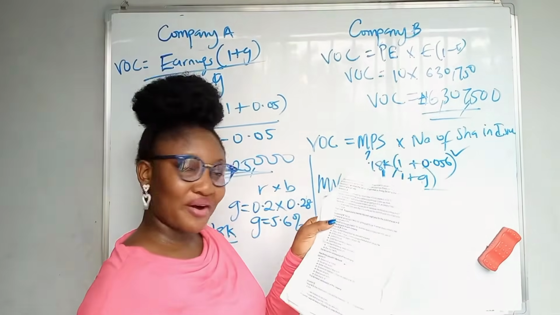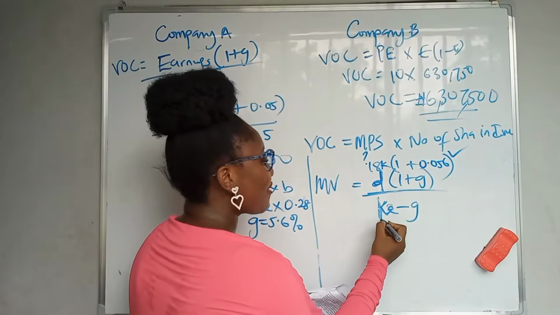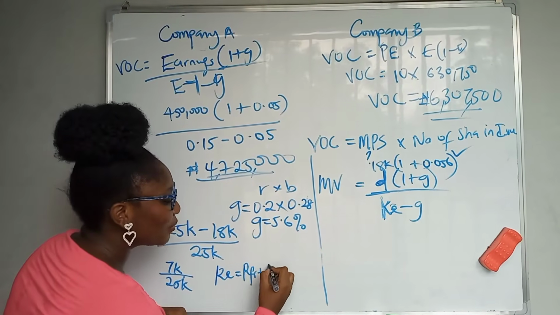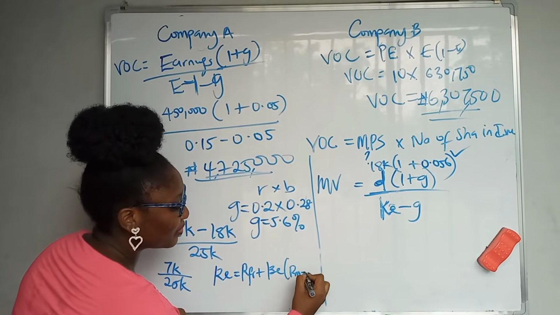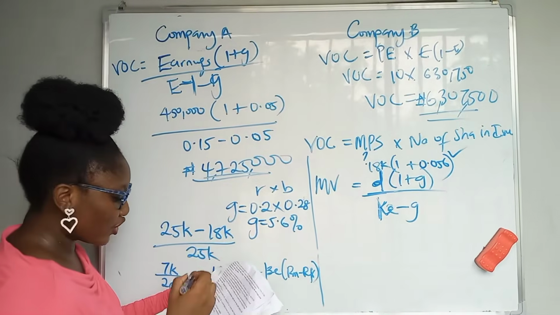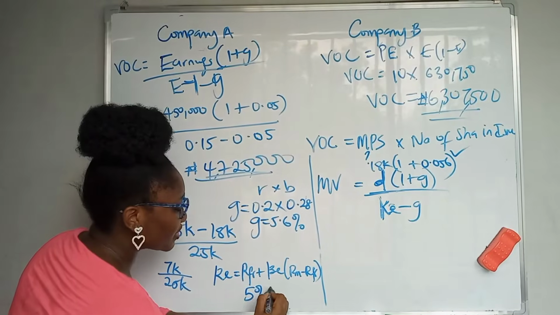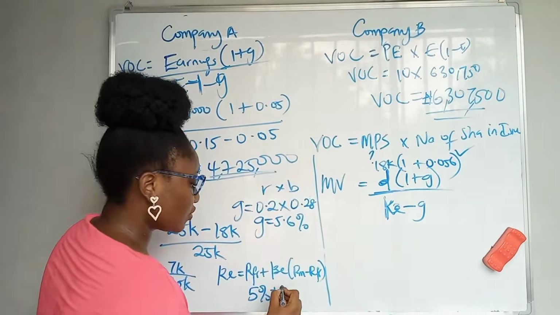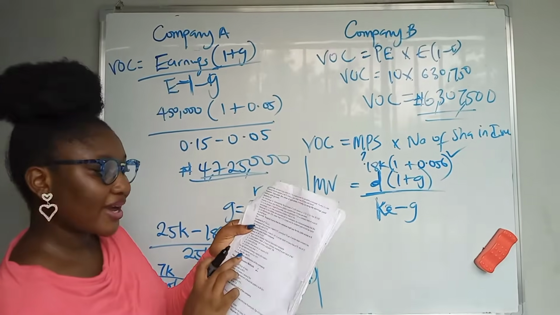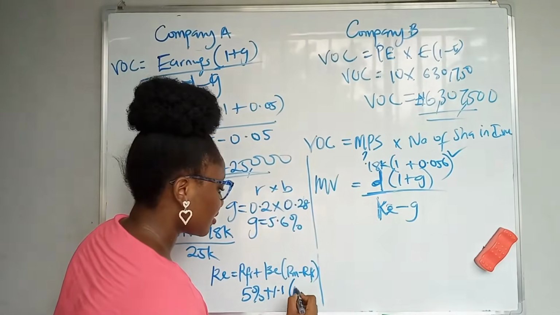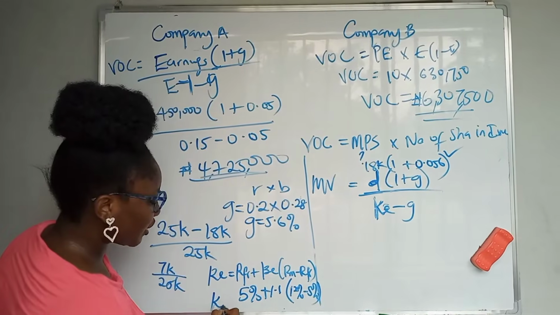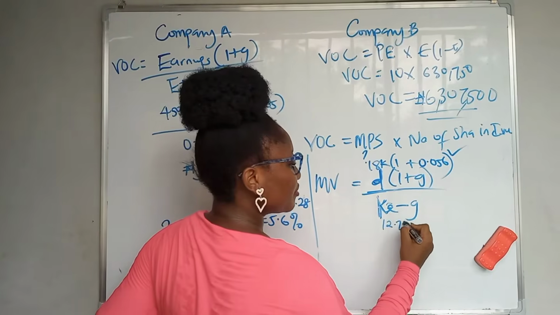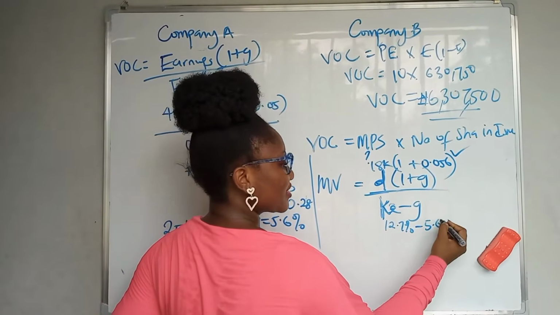Cost of equity, you also have to go and find it from the information given. And remember the CAPM approach: risk-free rate plus risk premium. Remember this formula. So your risk-free rate they gave you, you have it to be 5% plus current equity beta 1.1 into your market returns, look at 12% minus 5%. So that's going to give you 12.7%. So you bring that here, 12.7% minus your growth 5.6%.